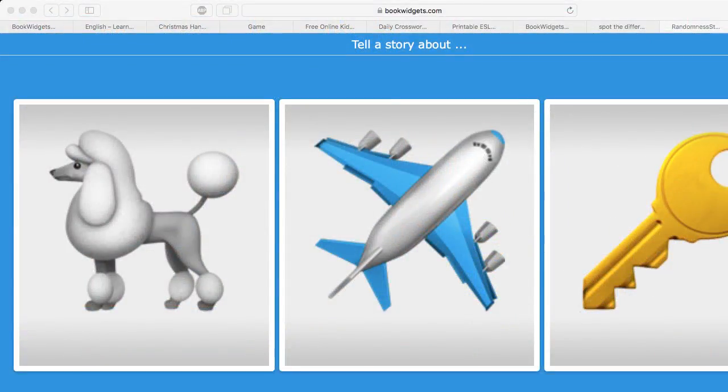In the comments, I want you to write one sentence, or maybe two sentences, a very, very short story involving these three emojis, okay? So we have a poodle, we have a plane, and we have a key. Write down any sentence you can think of involving these three pictures, and you can be as creative as possible. I'll give you some time while I tell you my short little story and see what you guys come up with, okay?